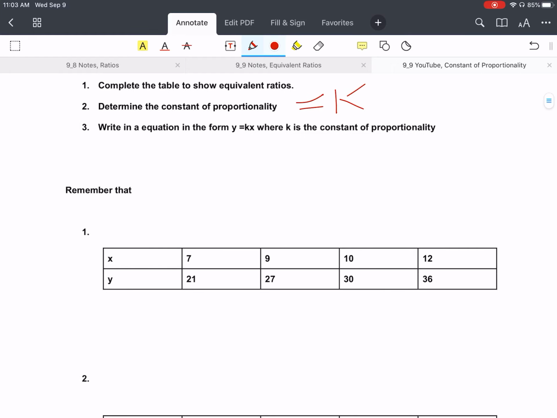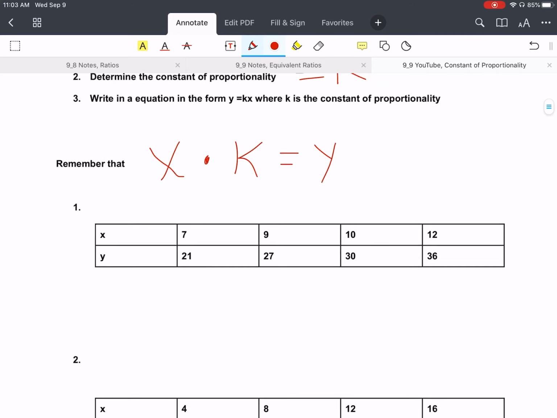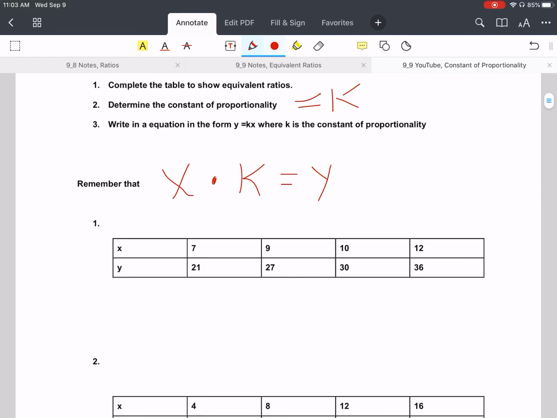So it's important to remember that x multiplied by k equals y. So if you can figure out what to multiply x by to get y, you have your constant of proportionality. Looking at the first table, it's already filled out for you, and we notice that these are equivalent ratios.